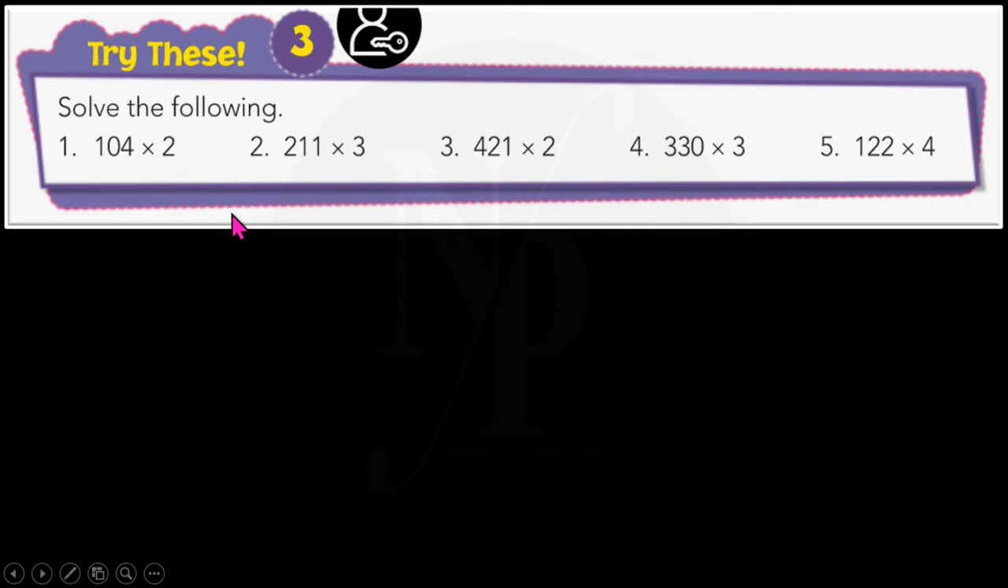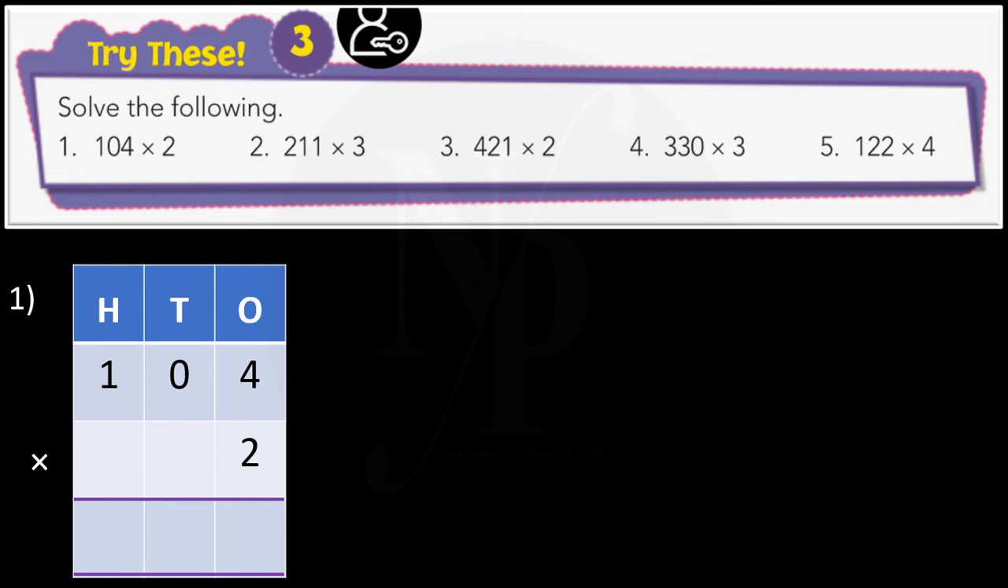So here we have few questions to be solved in try these. Number 3, solve the following. So we have 5 questions in total. So all the 5 are simple multiplication problems. Multiplication of 3-digit number by a single digit number. So in question number 1, we have 104 into 2. Let us write down these numbers in place values table according to their place values.